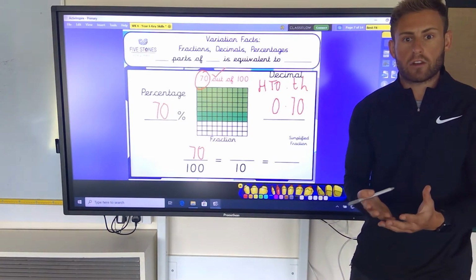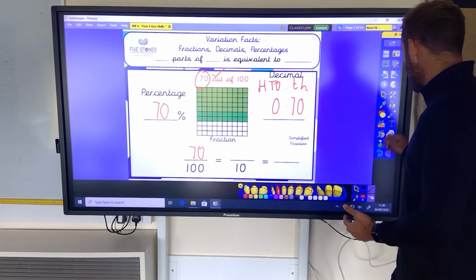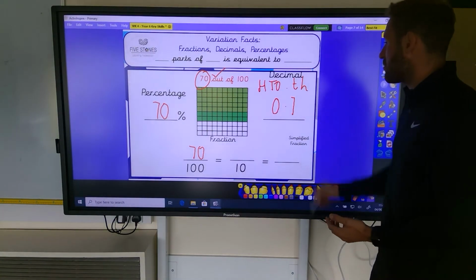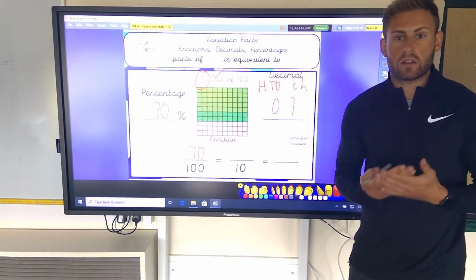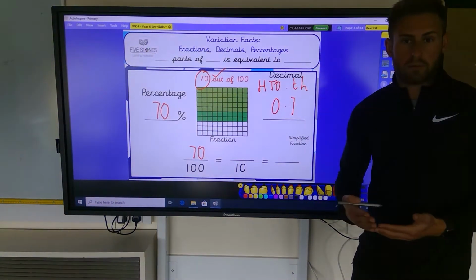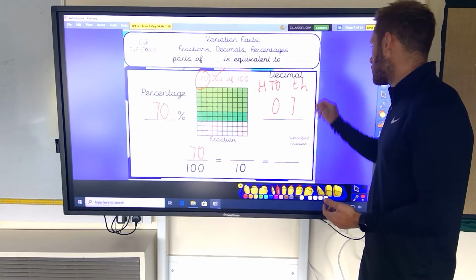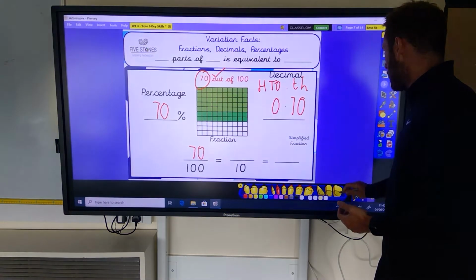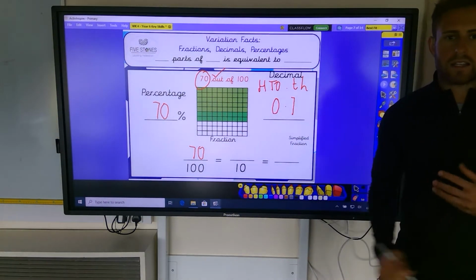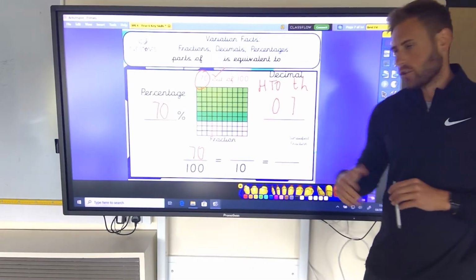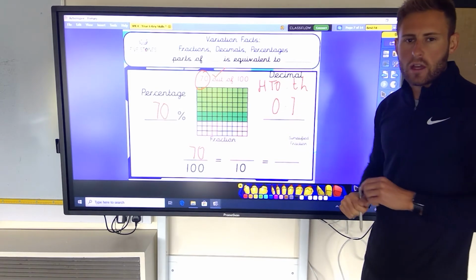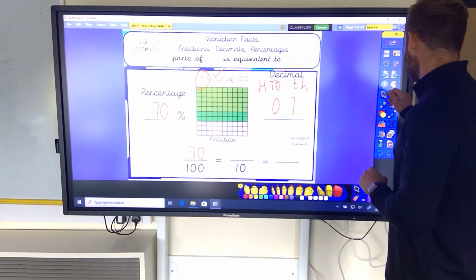Mathematically it is accurate. However, we don't actually need this 0 here. If we can't see any individual hundredth, it doesn't need to be there. Both are accurate, so if you've got 0.7, you've got 0.70, they are accurate. However, we don't need that 0 there. It's not essential. We do need this 0 as a place value holder.